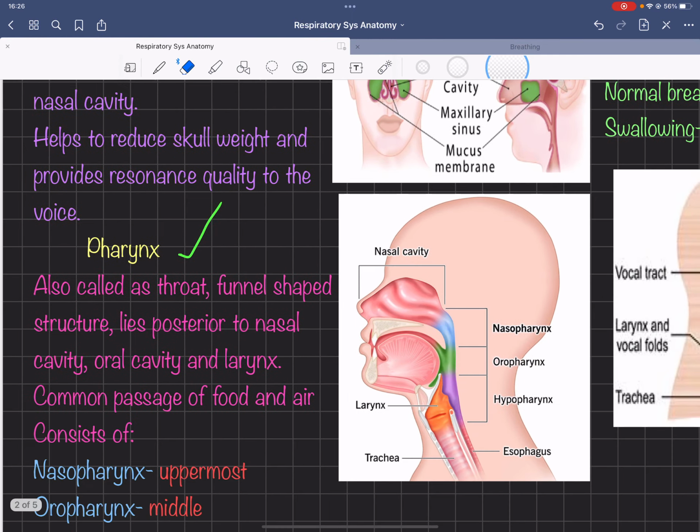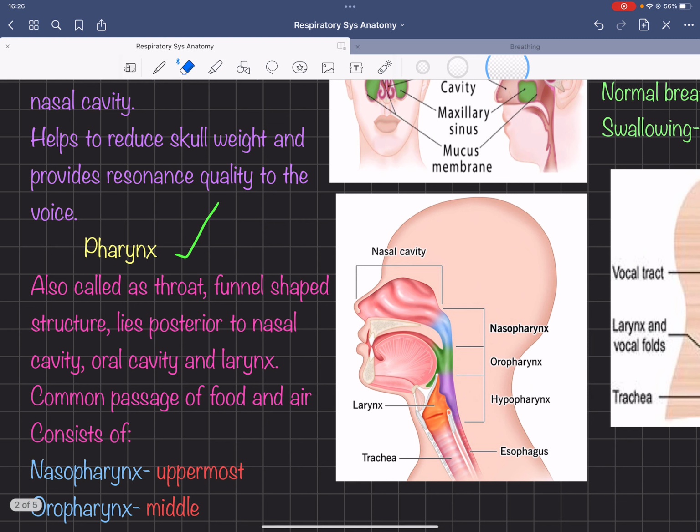Now the next structure is the pharynx. The pharynx is also one of the most important structures in the airway, especially because it is a common ground for both food and air, meaning that both food and air have to pass through this structure in order to reach their respective destinations. It is a funnel-shaped structure which is also called the throat.